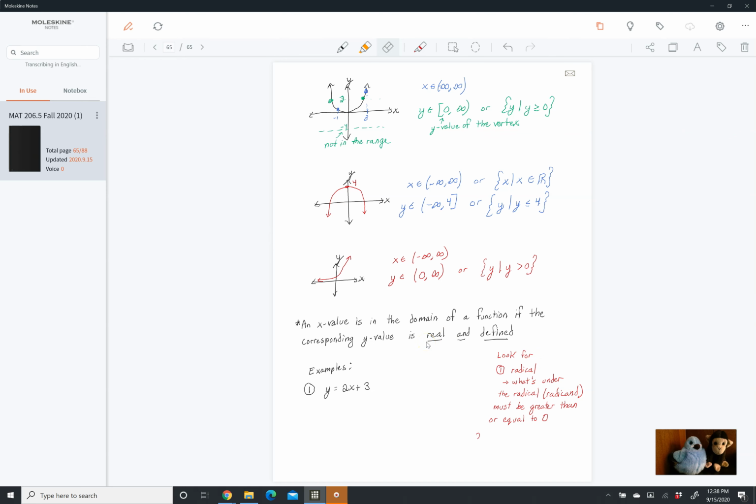The second thing that we're going to look for is a fraction. In this one, what's in the denominator can't be 0, because we know if we divide by 0, we get something undefined. So the radical is the real part. The fraction is the defined part.